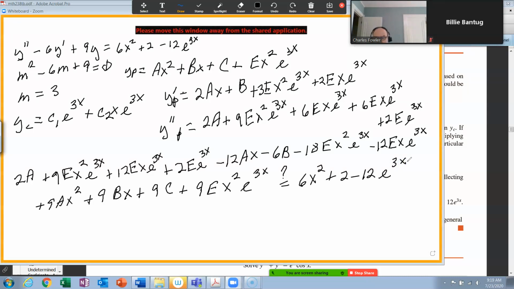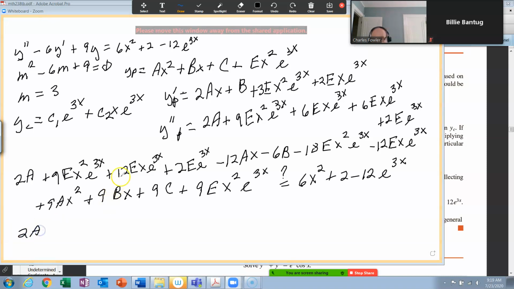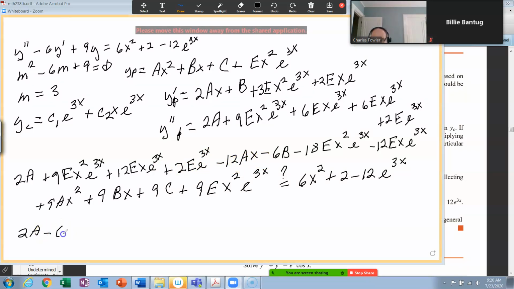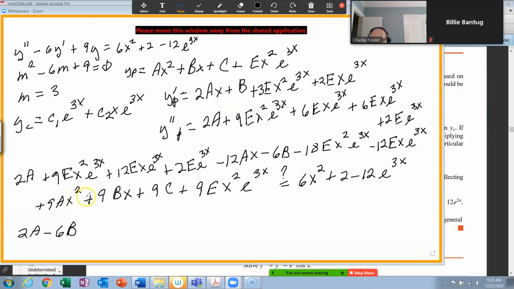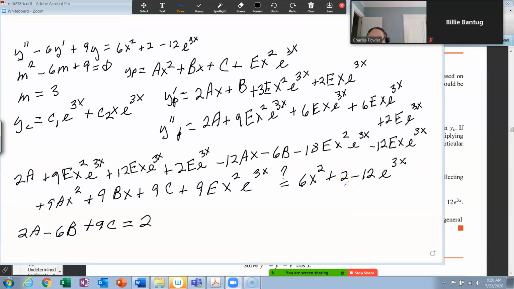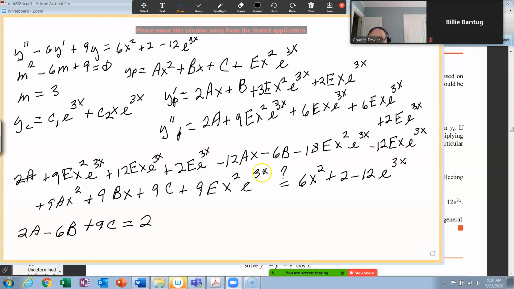All right. Now, where do we begin? Since this one starts with a constant here, 2a, let's start with the constants. So on the left-hand side, you've got a 2a. The other terms have an x in them, but you have a minus 6b, and plus 9c. That has to equal 2, because the only one here is 2. So just for bookkeeping purposes, I'm going to wipe out those terms.